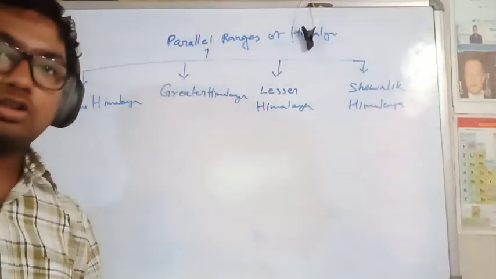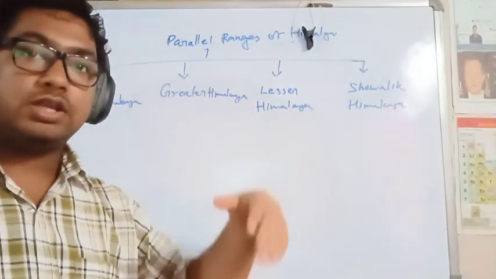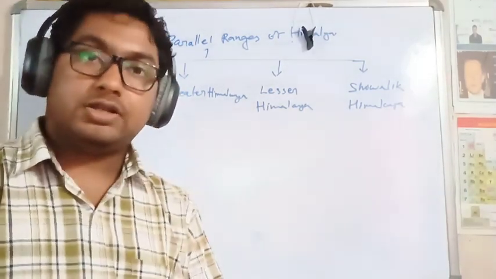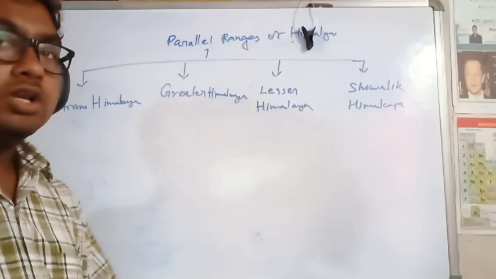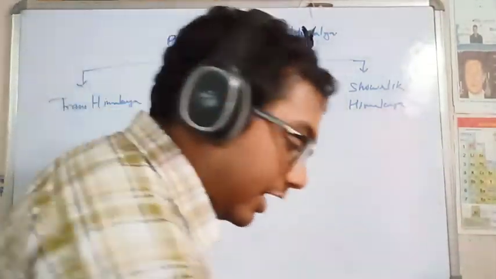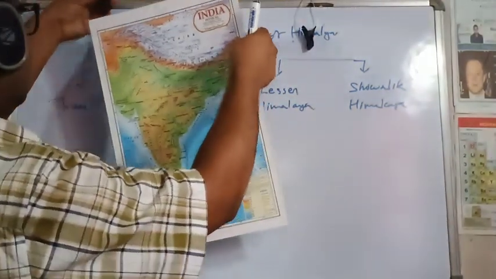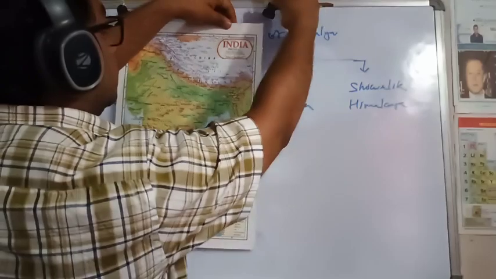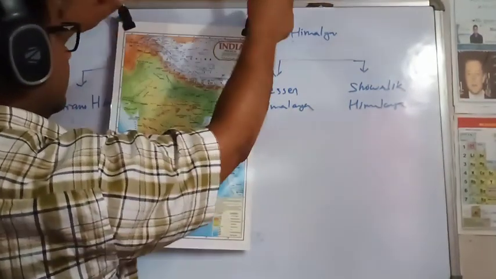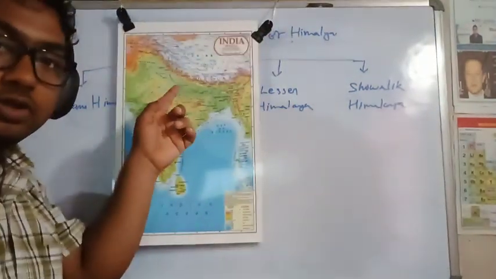Actually, the Trans Himalaya is not a part of our India, and India starts from the Greater Himalaya. So first we are talking about the Trans Himalayas, which start from the Pir Panjal, north of Kazakhstan. I will show you a map, which will help you understand most of these things. Okay, now it's visible for you.